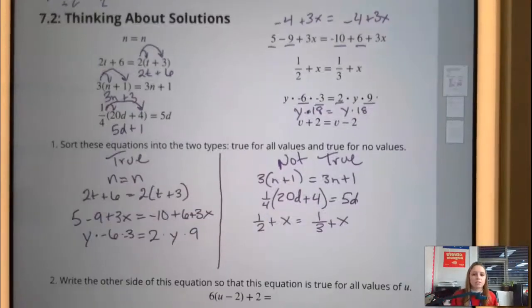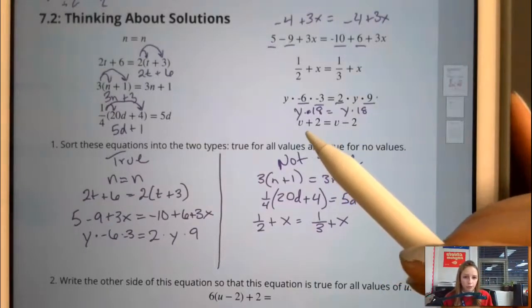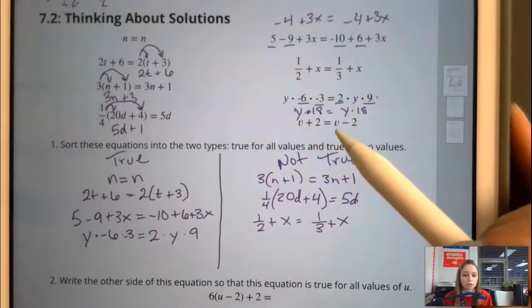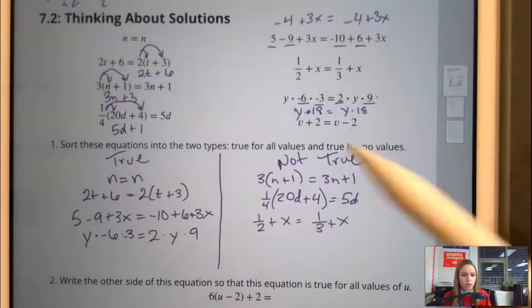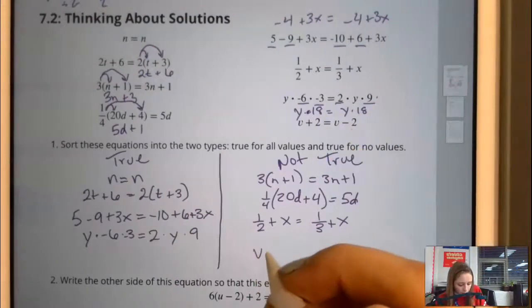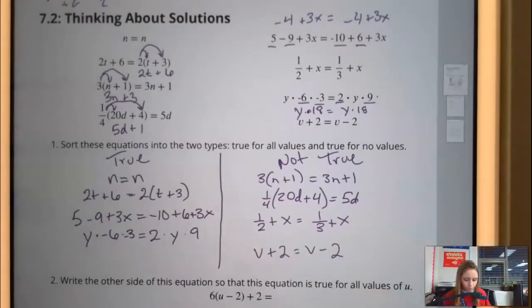Alright, so we're just looking to see if they are equal, because that means they're balanced and it's always going to be true. Now this last one here, we have v plus 2 equals v minus 2. Well, those are not the same. It would either have to be both plus 2 or both minus 2. So that one is not balanced.